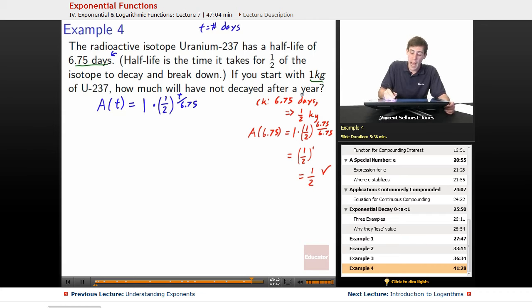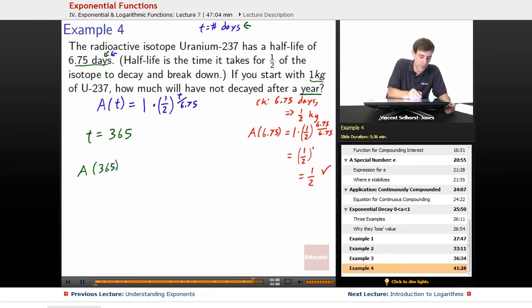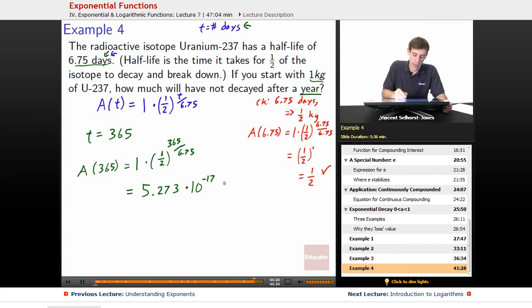So now we're going to ask ourselves, how long? What is the time that we're dealing with? In our case, t is 1 year. What is 1 year in days? Because we set up our units as days, because that's what our half-life was given to us in. So 1 year is 365 days. So at the end of that, we plug in 365: the amount that we started with, 1, times the half-life occurring every 6.75 days, with 365 days going in. We plug that all into a calculator, and we get the amazingly tiny number of 5.273 times 10 to the negative 17th kilograms.